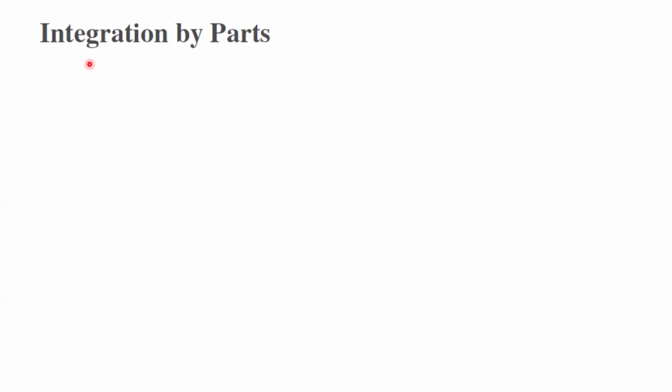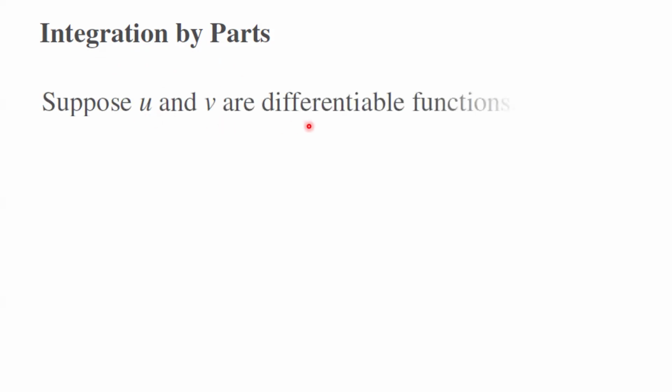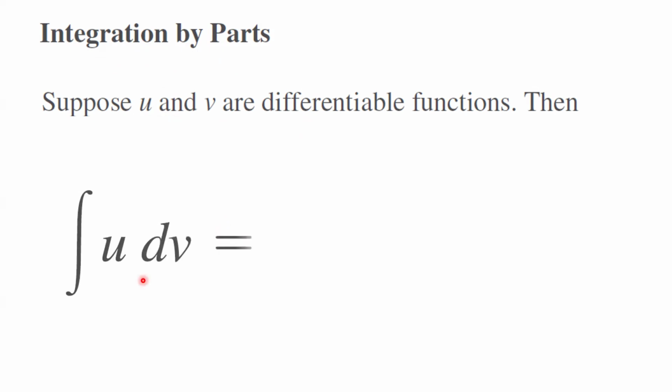Integration by parts, which is an important method in helping us do the calculation when it comes to complicated integrals. Suppose u and v are differentiable functions, then the integral of u dv can be broken down into uv minus the integral of v du. So the most important part is to identify u and dv, so we make the integral simpler, not more complicated.